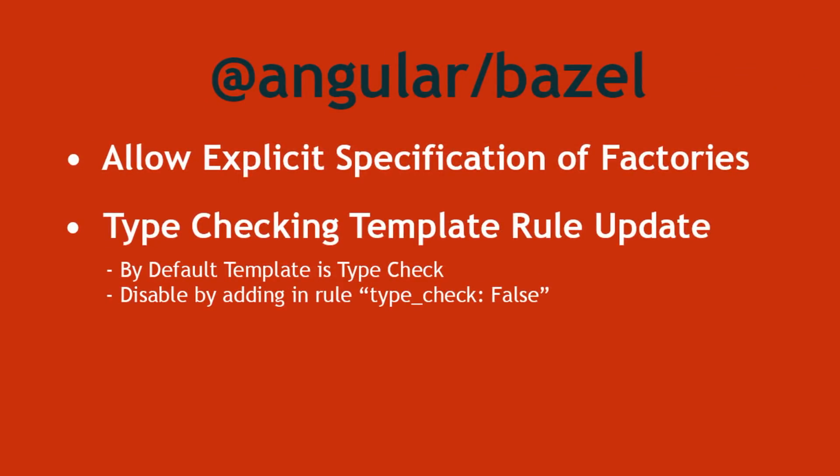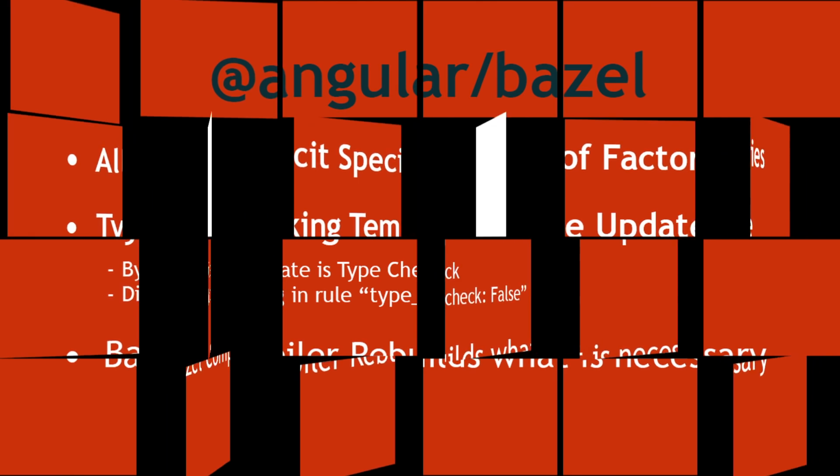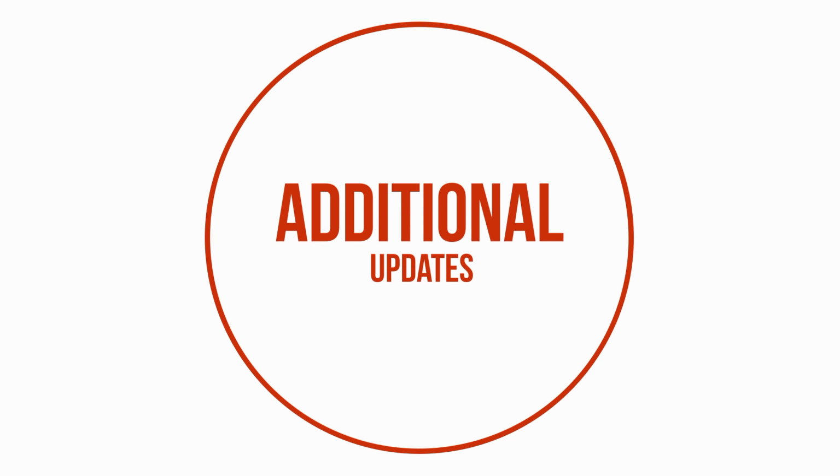And next, you can type check the template in Angular 6. In Angular 5, there was no option to type check the template. Now in Angular 6, NgModule type checks the template by default. You can disable this option by simply adding a rule, type check false. And the next update is in the Bazel compiler. Bazel now rebuilds only what is necessary to rebuild.